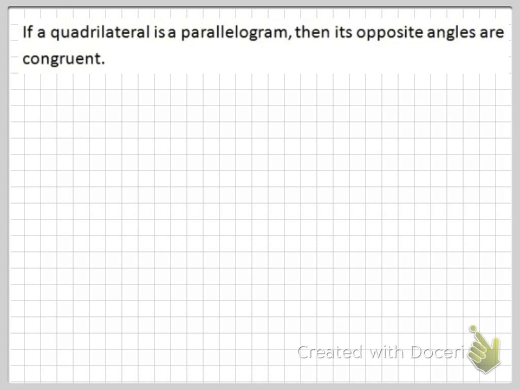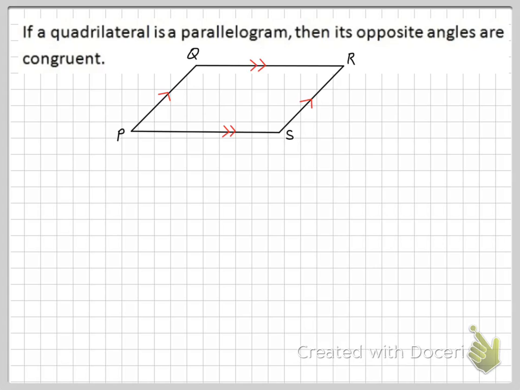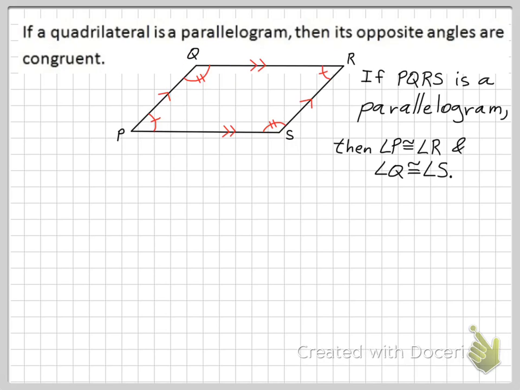And then the next theorem we have is if a quadrilateral is a parallelogram, then its opposite angles are congruent. So here you have a parallelogram, and it's saying that the opposite angles are congruent. Angle R is going to equal angle P, and angle Q is going to equal angle S. Okay? So if PQRS is a parallelogram, then angle P is congruent to angle R, and angle Q is congruent to angle S. Okay?